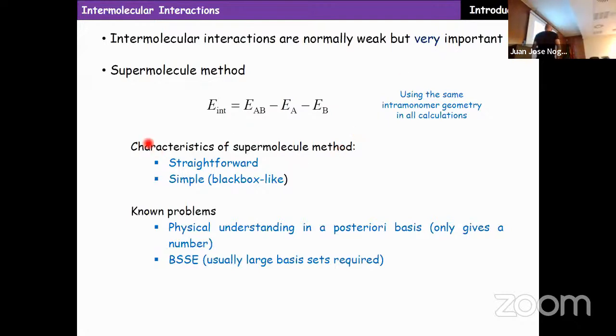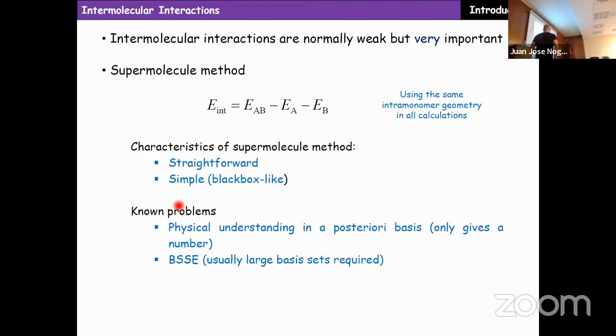Well, with the supermolecule methods, I get a number for the whole interaction energy. It's very simple, it's straightforward because I can do it at any computational level. But it has two important problems. The first one is the physical understanding. Understanding is almost nothing because I don't get any insight about the nature of the interaction. I don't know if it's mainly electrostatic, if dispersion plays an important role, etc. So it only gives me a number.